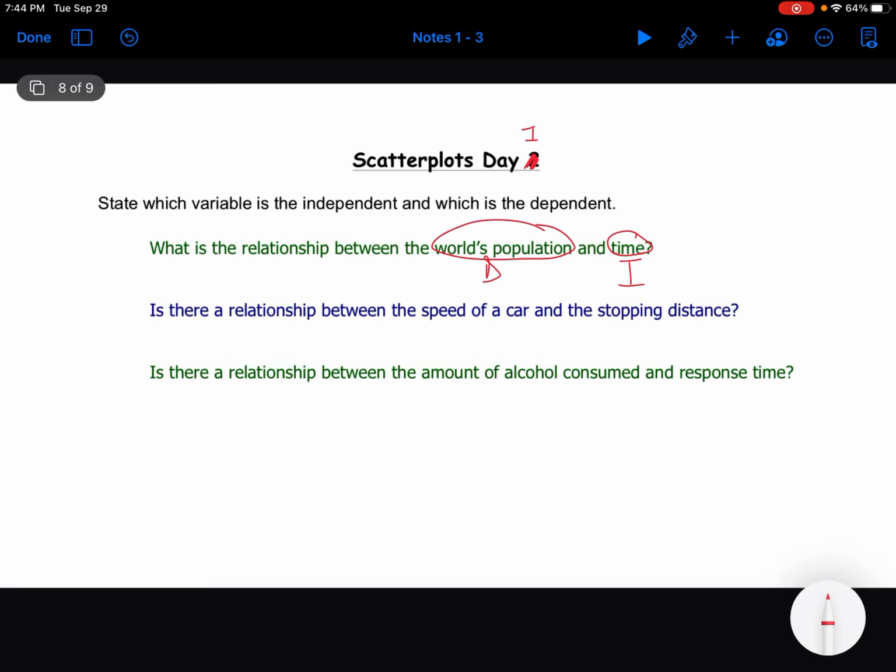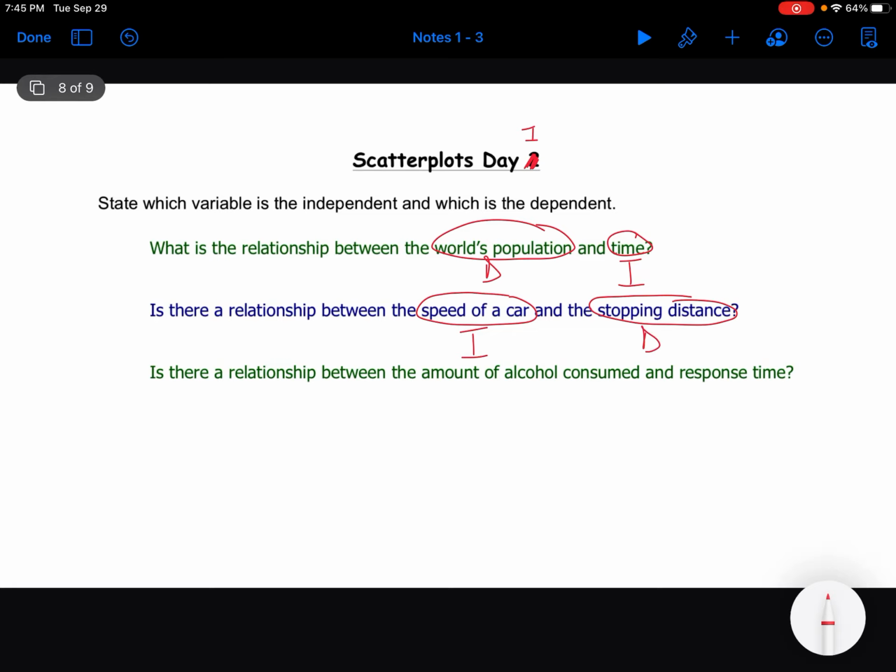Okay, the next one is the relationship between speed of a car and stopping distance. Well, you have to think, which one depends on the other one? Does how much I stop depend on how fast I'm going? Or does how fast I'm going depend on how much I stop? Well, if you think about it, the stopping distance really depends on how fast I'm going. If I'm going 2 kilometers an hour, I can almost stop instantaneously. If I'm going 100 kilometers an hour, it's going to take a little longer. So the speed of the car is independent and the stopping distance dependent.